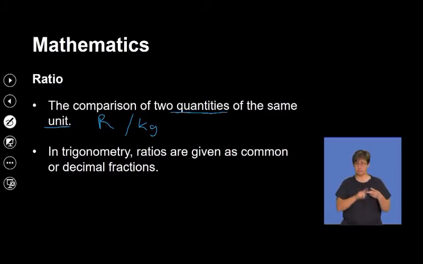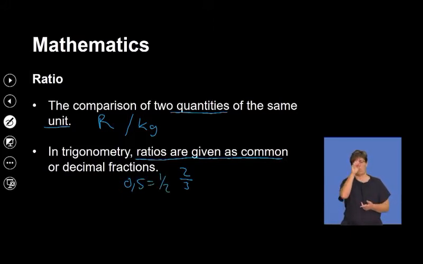In trigonometry, ratios are given as common fractions or decimal fractions. So that means it can be given as 2/3, that's a common fraction, or it can be given as 0.5, which we know is the same as 1/2. So it can always be given as either a common fraction or a decimal fraction, depending on what the instruction is at the time. Remember, at times the instruction says round off to 2 decimal places or leave your answer in the simplest fraction form. You just need to look at what the instruction is at the time.